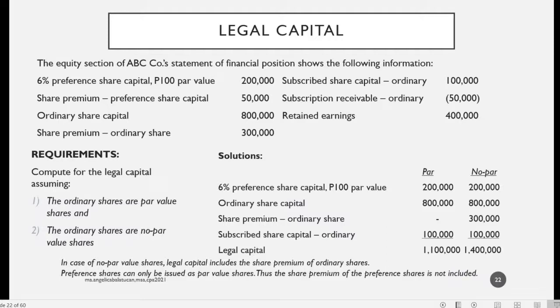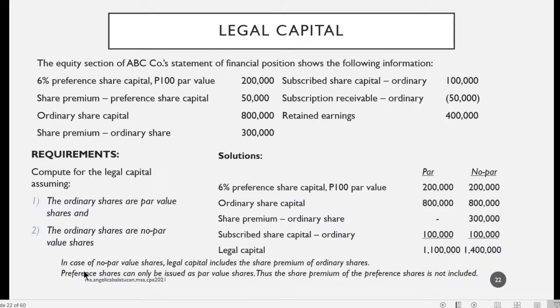Preference shares can only be issued as par value shares. So therefore, there's no share premium to be included for the preference share. Since we consider this case as with no par value, the total consideration for the ordinary share is the sum of 800,000 and 300,000. So, isn't the rule that if it is a no par value share, that is the total consideration received? And the total consideration received is the total subscription price, which is the sum of those two.